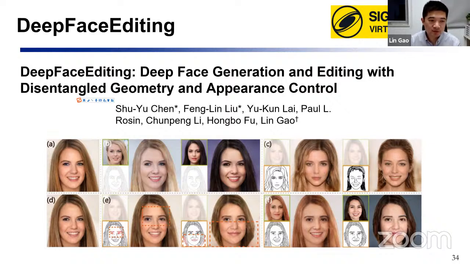In this research work, we aim to develop a method to edit and generate realistic images with disentangled geometry and appearance. The disentangled geometry is the sketches. We could use the sketch to control the geometry of the faces, and also control the appearance. We could change the faces with other textures.